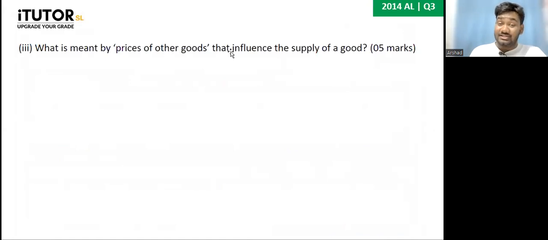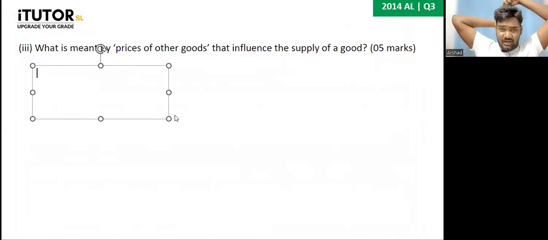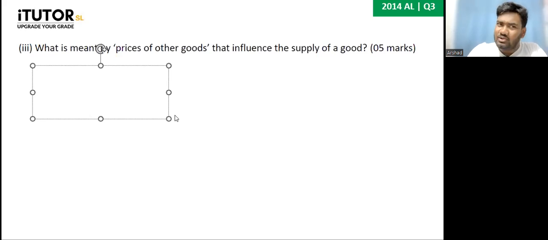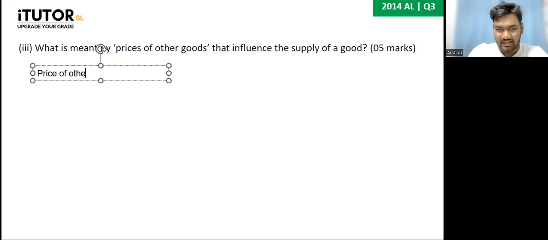What is meant by prices of other goods that influence the supply of a good? Now, in demand, when we say price of other goods or price of related goods, we talk about what? Substitutes and complements. When we say price of other goods in supply, what does it mean? In supply, what does it mean? No, not raw materials. Raw materials goes under cost of production. So what is price of other goods under supply?